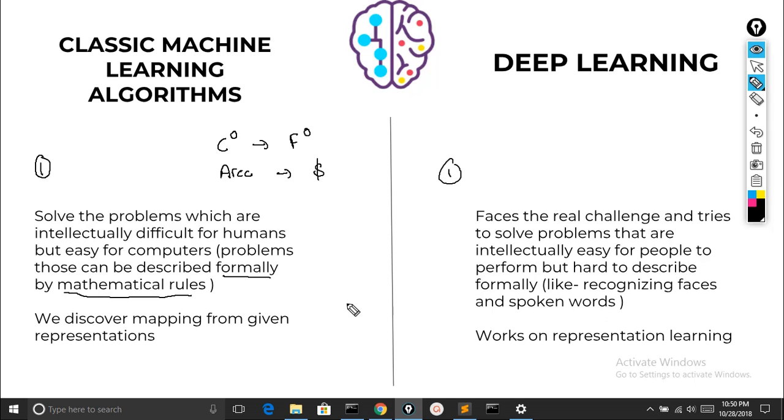The next difference to consider is that in classic machine learning algorithms, feature learning is very important, whereas deep learning works on representation learning and finds representations on its own while training.